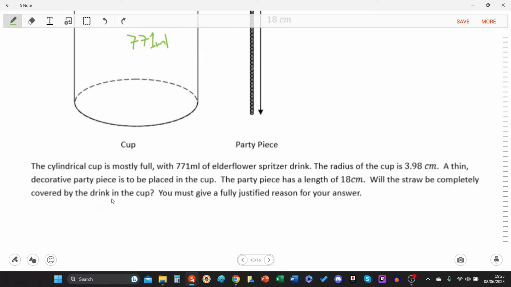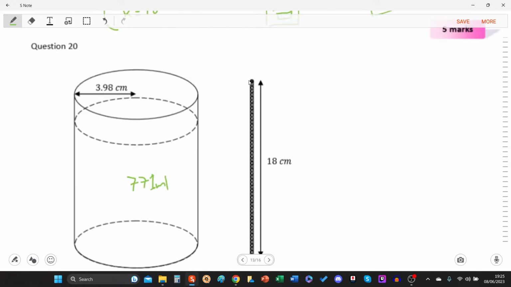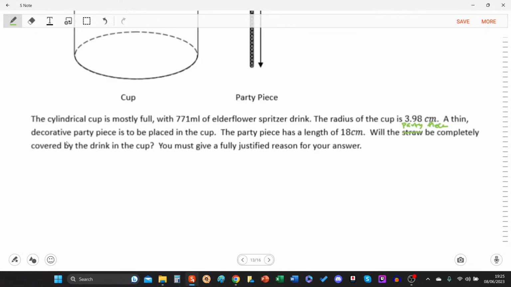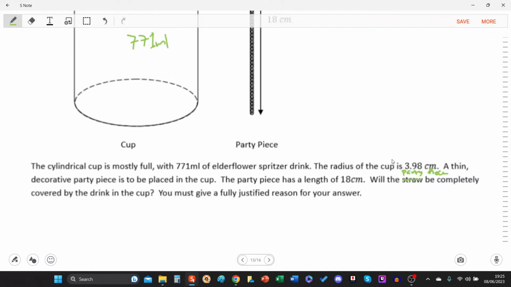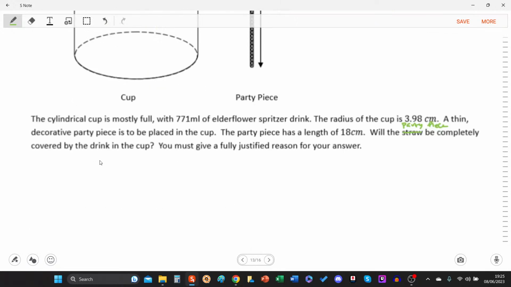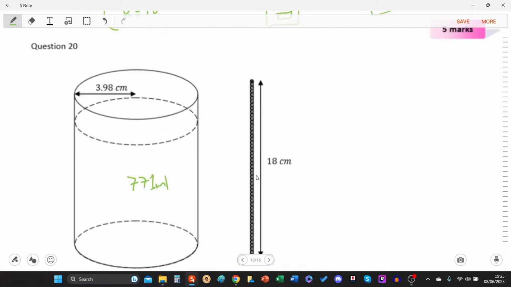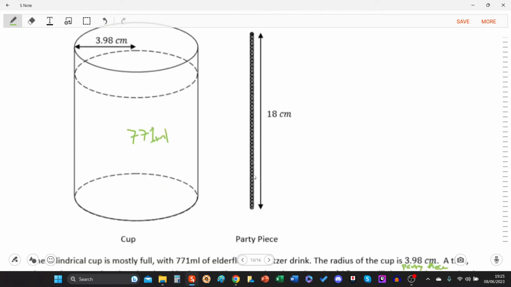Will the straw be completely covered by the drink in the cup? Why has I said straw? It's not a straw. I'm calling it a party piece. Everybody, a party piece. Right. I think, look, here's some insight. This used to be a straw, and I think there's too many assumptions that people get annoyed with, so I turned it into a stick. And then I thought I'd turn it into a party piece because it's more interesting. It's not exactly the most fabulous party piece. Let's call it diamonds inside the center. So tiniest little diamonds, no width. Moving on. It's hard, isn't it? Maths in real life. You must give a fully justified reason for your answer as to whether it will fit into the cup. So you might have some thoughts on this.